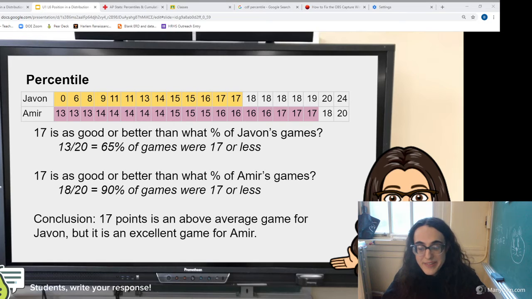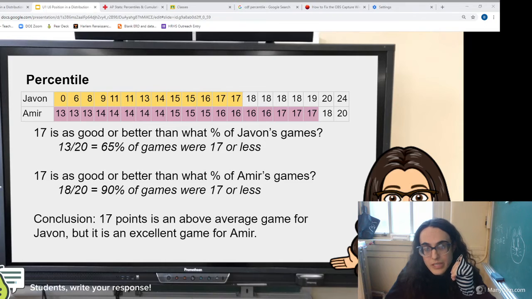So we can say that his current game, this last game that he played last night where he scored 17, is as good or better than 65% of his games. So about 2/3 of his games are that good or worse, and about 1/3 of the games are better. So it's better than half of his games.